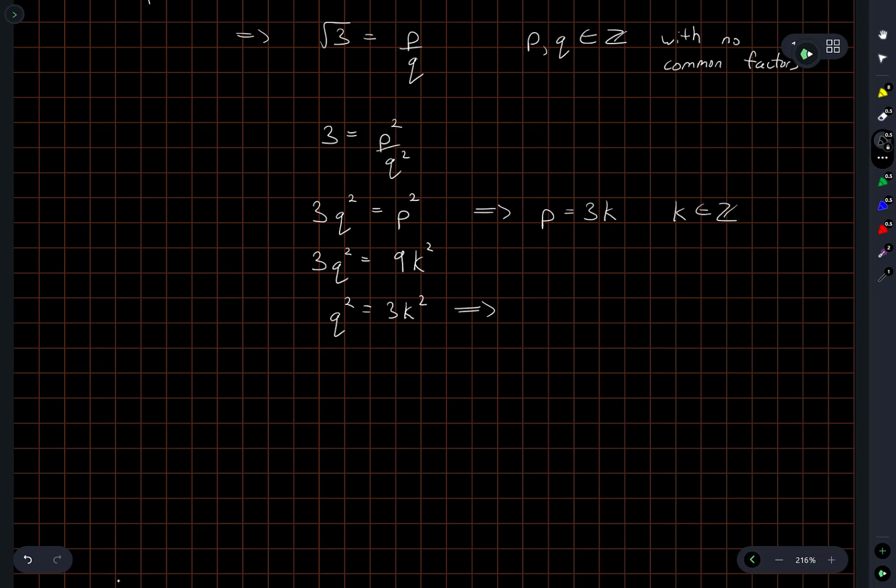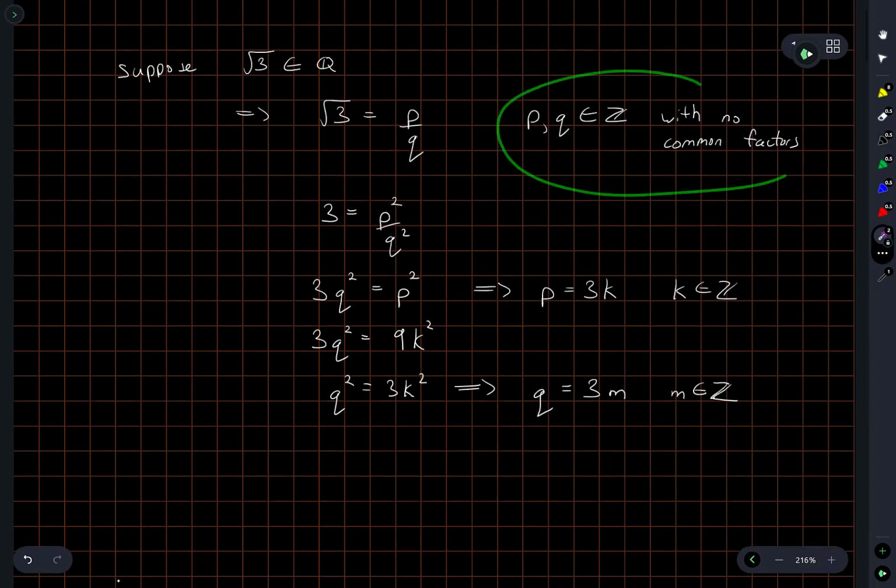But this then means that q is equal to 3 times m, for m an integer, and this is where we have our contradiction, because we assumed that p and q had no common factors, but here we've shown that p is a multiple of 3 and q is a multiple of 3. So the proof works out exactly the same way as it would for the square root of 2. We just have to identify that things are multiples of 3 rather than multiples of 2.